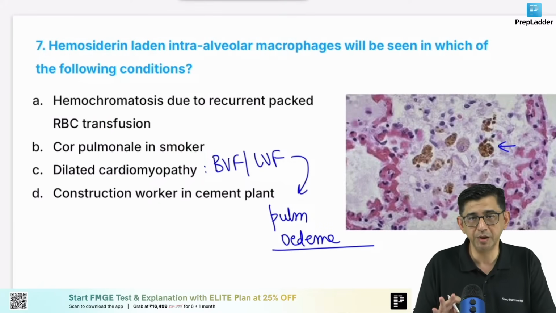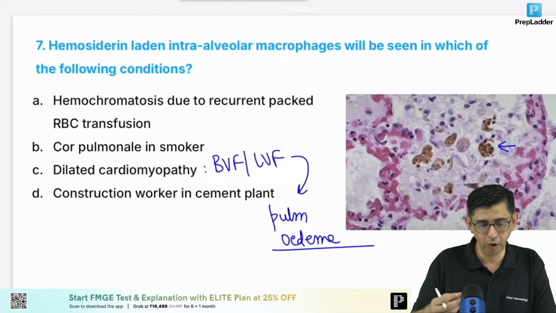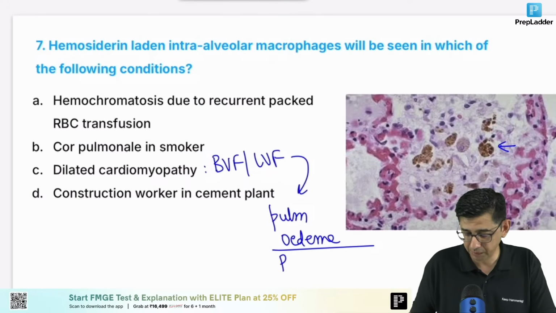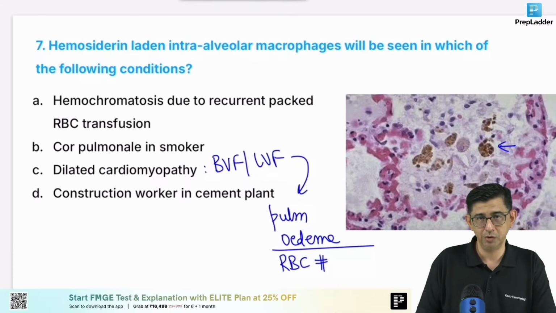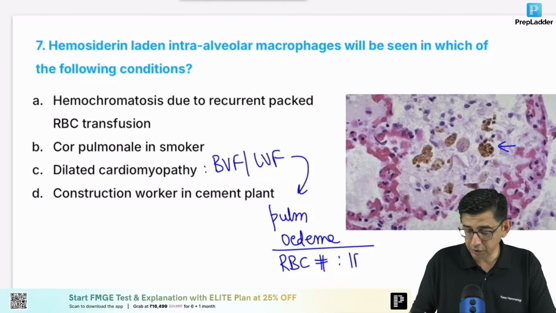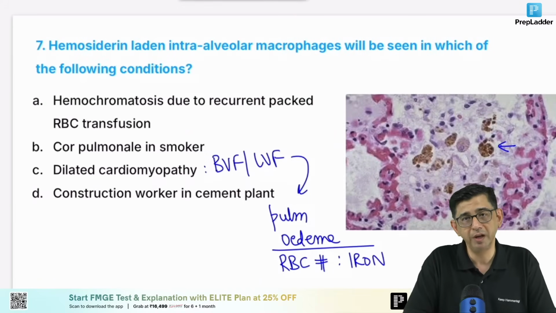If there is increased hydrostatic pressure in the lungs, then some fluid will leak. And along with the fluid leaking, there would be some RBCs that would also be leaking, and these RBCs will get disintegrated. So the iron, which is going to be liberated from the destruction of these red blood cells, will get converted into hemosiderin, and therefore hemosiderin-laden macrophages would be present in this particular case.